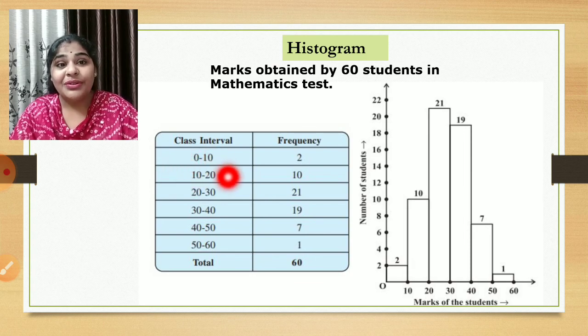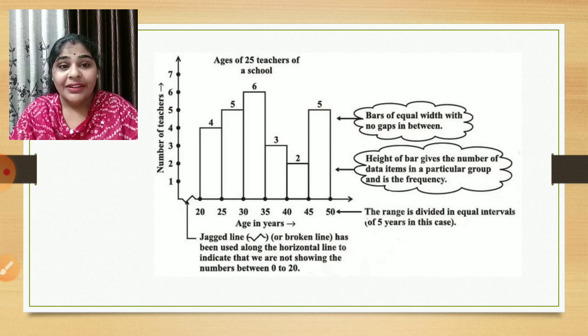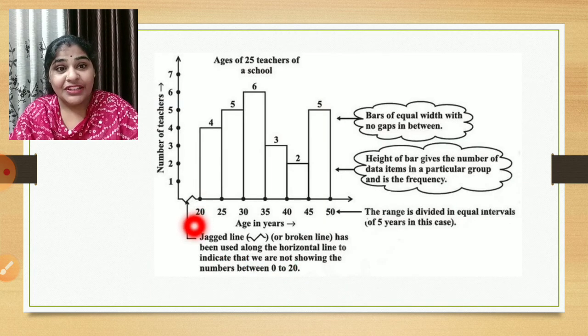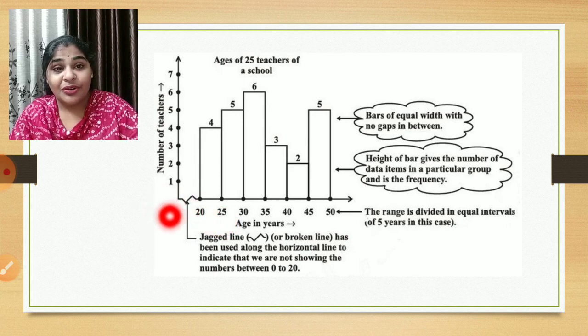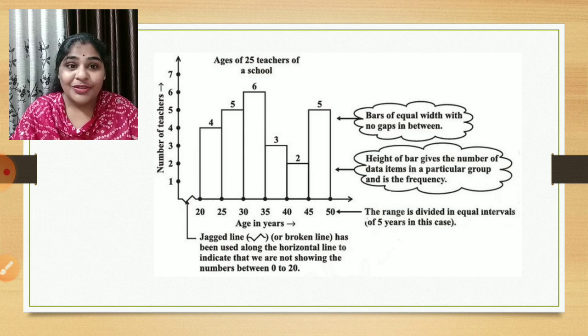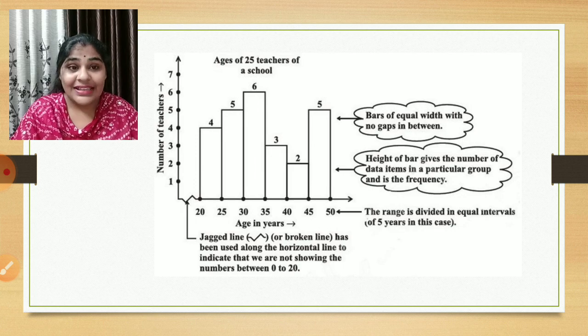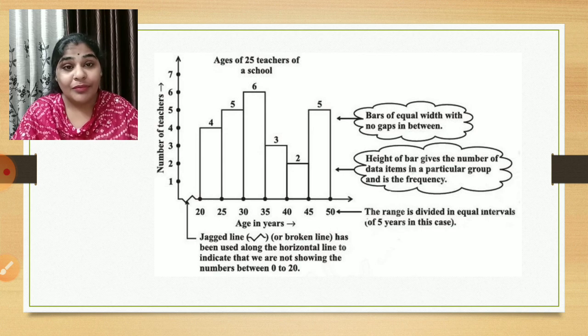0 to 10, 10 to 20, and so on. Now if you see in the next example, the number, that is age, begins from 20, not 0, right? So from 0 to 20 there is no value. So there we represent a broken line, and it represents that it has been used along the horizontal line. It is used on the horizontal line, that is on the x-axis, and it indicates that we are not showing the numbers between 0 to 20.